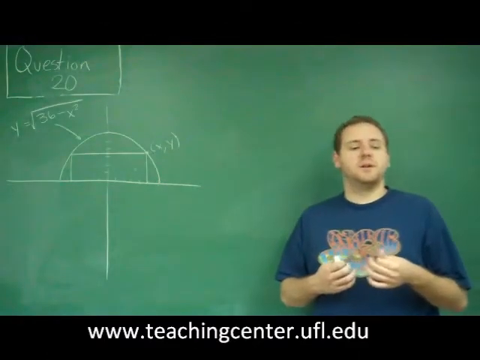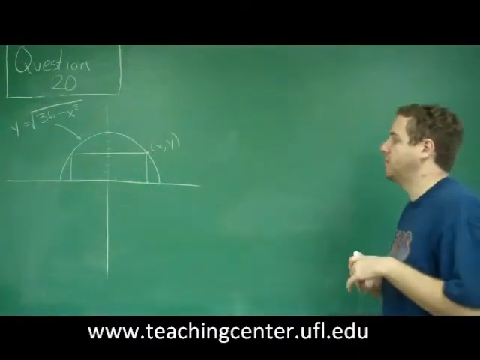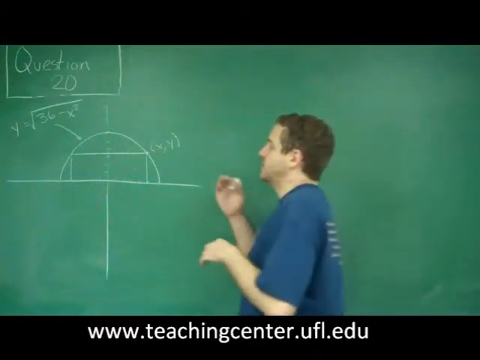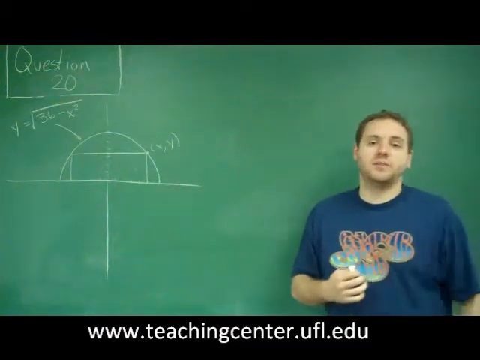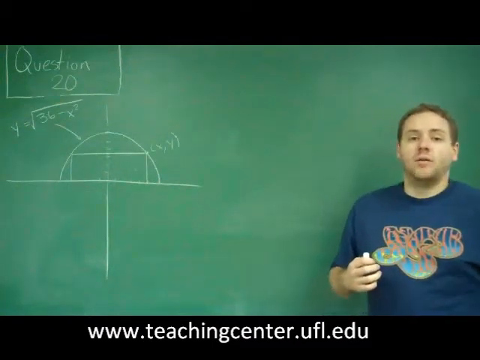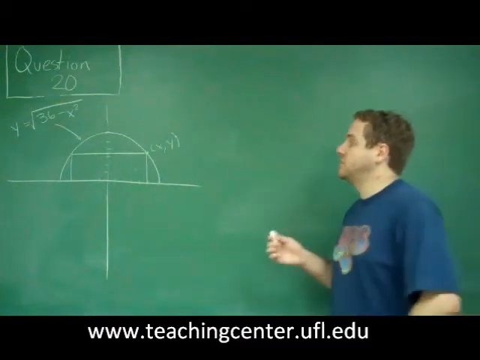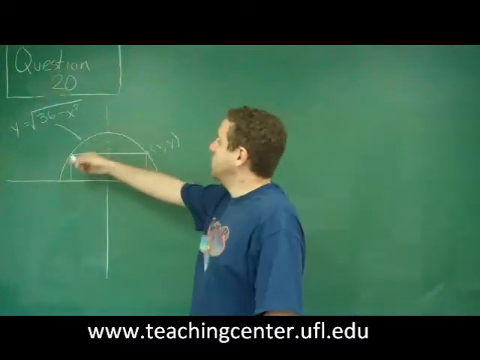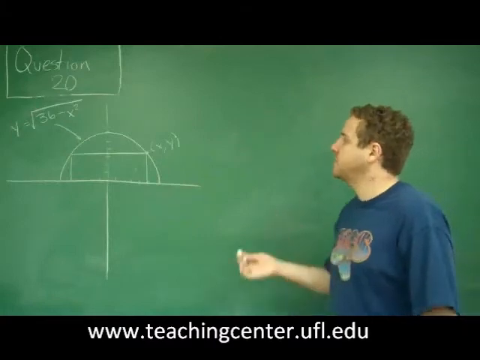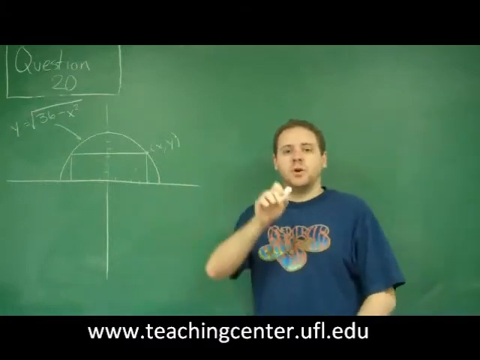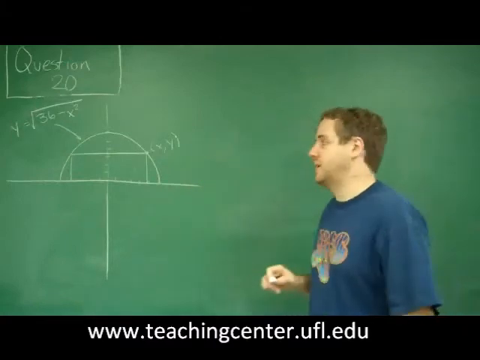For question 20, we're looking at number 92 out of your book, section 1.4. And we're asked to describe the area of this rectangle in terms of x, as well as graphically determine the domain of that area function. So you can see here we have a half circle, which is represented by the function root 36 minus x squared, and we have some rectangle in there, and we don't know what the dimensions of the rectangle are.